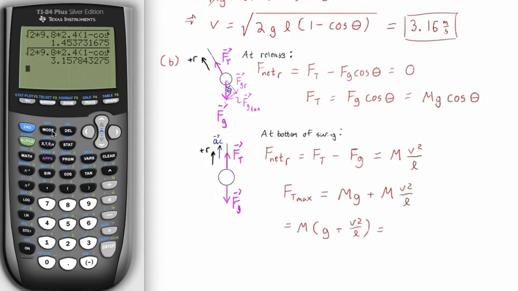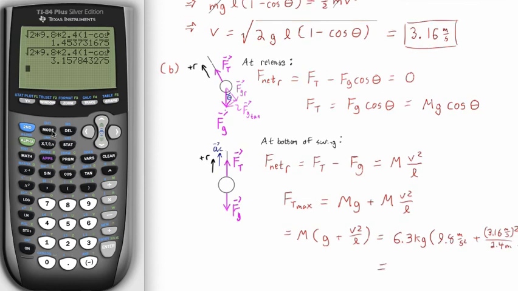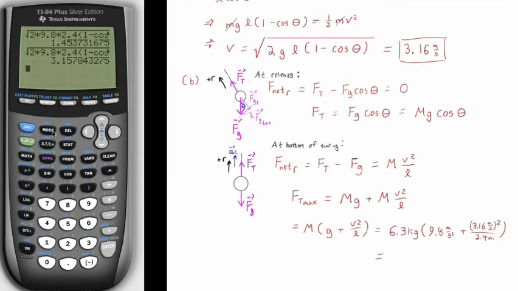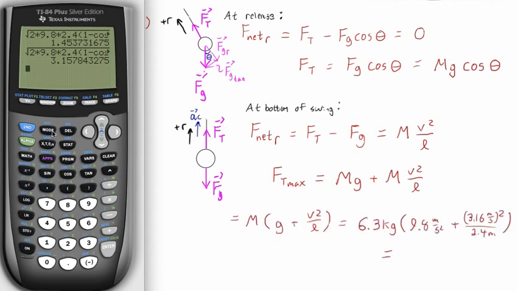All right, so 6.3 kilograms. All right, and then 9.8 meters per second squared plus 3.16 meters per second, that whole thing squared, and then divided by our length of 2.4 meters, right, the pendulum arm length. Okay. So let's get that value. So you can see it more clearly. Okay. Plug it into the calculator here.